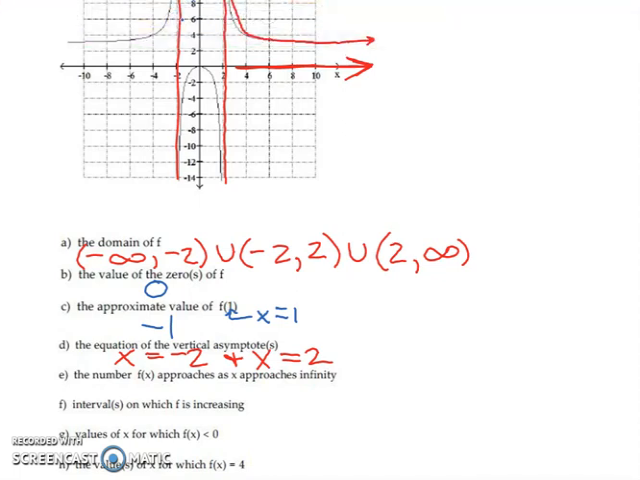Trying to work these pins here, sorry. It looks like it's approaching the y value of 3. So my answer: as x approaches infinity, my y value approaches 3. F asks us the interval on which f is increasing.